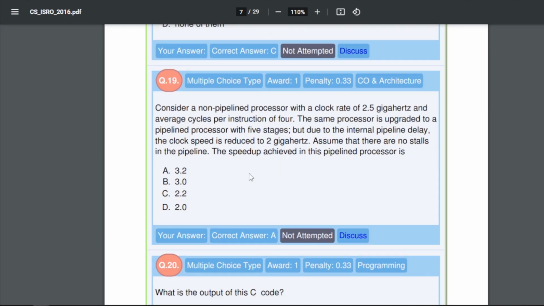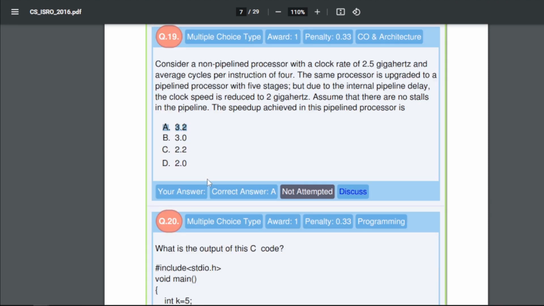Question number 19: consider a non-pipelined processor with a clock rate of 2.5 gigahertz and an average cycles per instruction of 4. The same processor is upgraded to a pipelined processor with 5 stages, but due to the internal pipeline delay, the clock speed is reduced to 2 gigahertz. Assume there are no stalls in the pipeline. The speedup achieved in this pipelined processor is what? If you solve this, you will get the answer as A, that is 3.2. So for 19 our answer is 3.2.